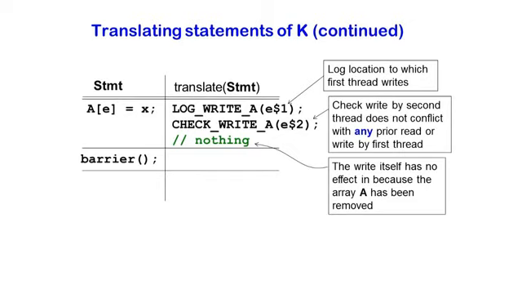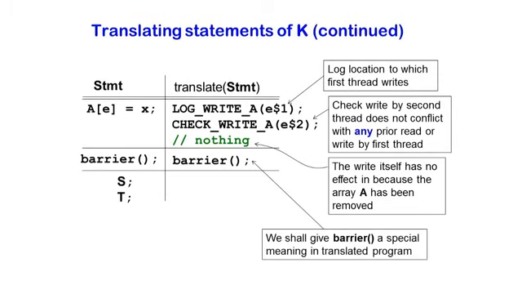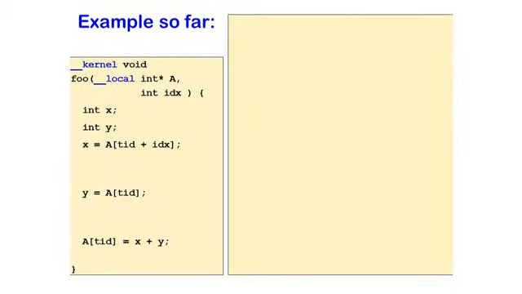And then finally, we have this barrier statement, and we translate this into another call to barrier, but later in the presentation I'll show you that barrier is interpreted with a special meaning. If we have a sequence of statements, we translate the first statement and then the second statement. So that's the translation rules. Let me illustrate them with an example illustrating the concepts so far.